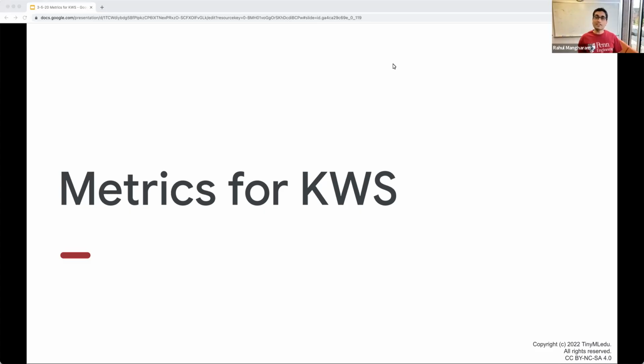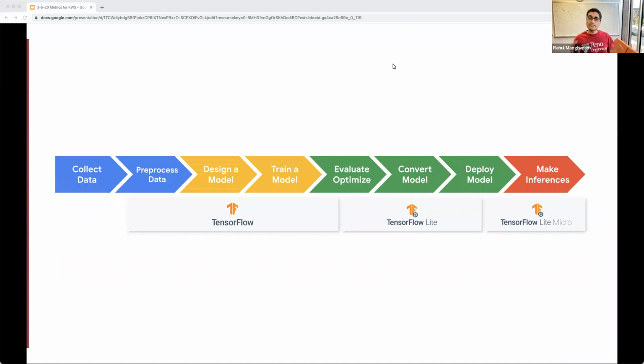Welcome back from training the keyword spotting model. I'm hoping you had a little bit of fun training the neural network, changing a couple of parameters, and seeing how the TinyConv model actually performs on the data set that we have. At this point, you've gone through many different stages already of this machine learning workflow.